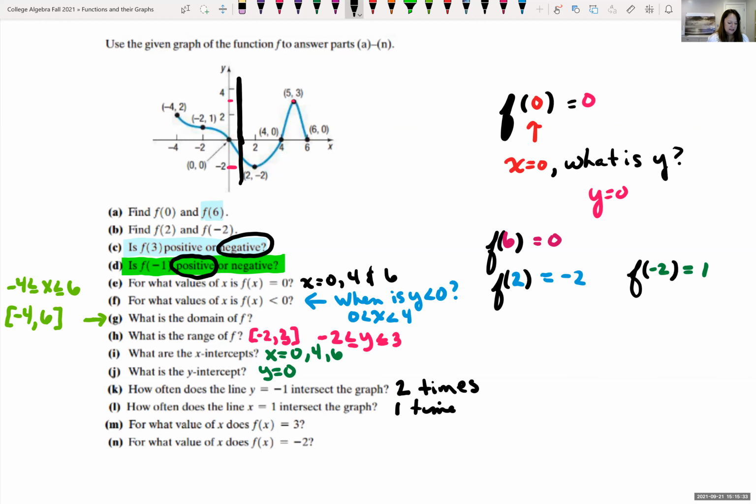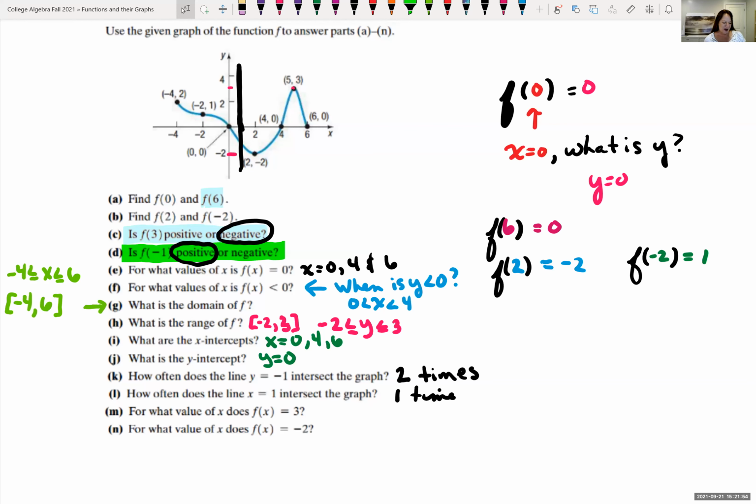For what values of x does f of x equal 3? Okay, so this is where our y value is equal to 3. Now we are looking at for what values of x does f of x equal 3. So f of x equals 3, that is saying that my y value is 3.